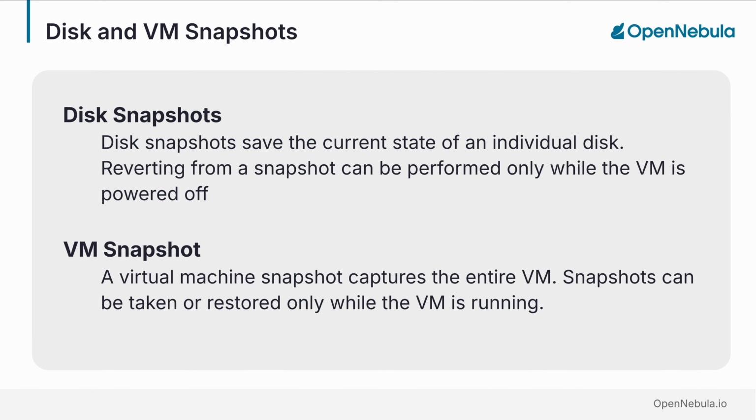Disk snapshot functionality allows you to save the state of an individual disk. The disk snapshot can be taken while a virtual machine is in either a running or powered off state. The recovery operation can only be performed when the virtual machine is powered off. A disk snapshot, as well as the disk itself, can be converted into an image at any time. Operations such as taking a whole virtual machine snapshot and recovering from it require the virtual machine to be in a running state. Note that the virtual machine snapshots cannot be converted into an image.